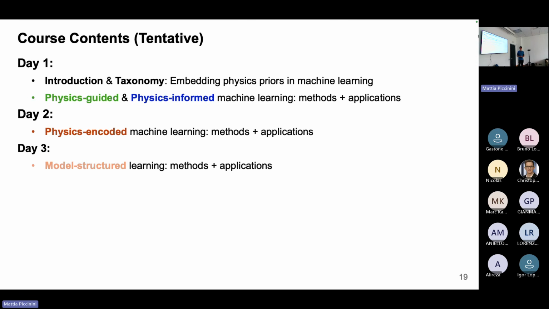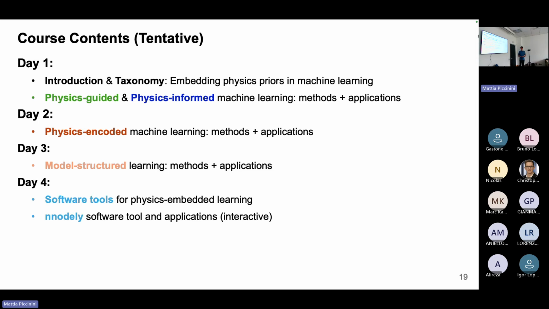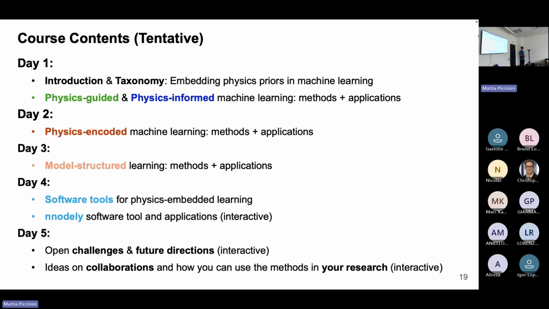Day 3, we will focus on what Gastone and I have been working on for some years now, which is model-structured learning approaches. Okay, we will get to know what that means. And then day 4, software tools, focusing more on the Model I framework with some application examples. And then day 5, future directions, challenges, and also ideas on how, if you want to incorporate some of the ideas presented in the course, or try to extend them to your own research, we're very happy to support you doing that. Maybe also fostering new collaborations among you, and we would also be happy to support you, of course.